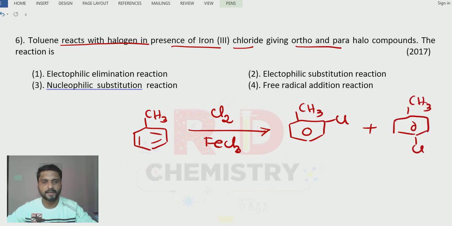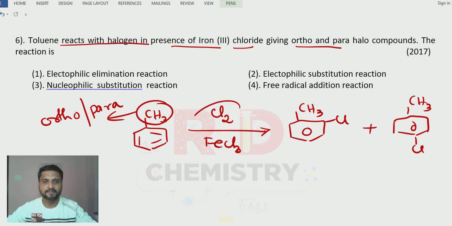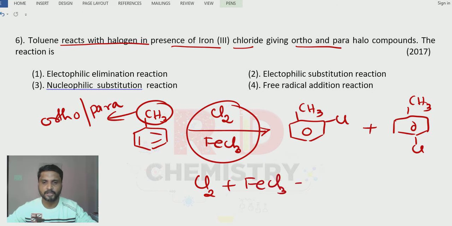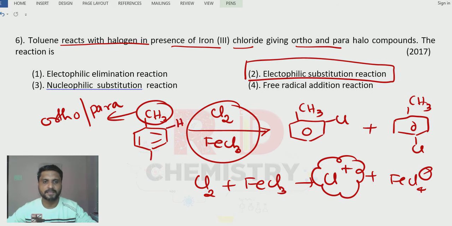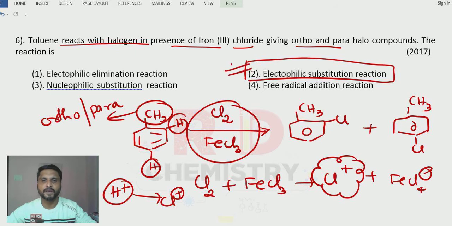Remember, CH3 attached to benzene is an ortho-para directing group. It is an ortho-para directing electron donating group, and in this case the electrophile generated is Cl plus. It will give Cl plus and FeCl4 minus. So the electrophile is added. Therefore it is called the electrophilic substitution reaction, because we are removing the ortho hydrogen atom and the para hydrogen in the form of H plus. So H plus is replaced by the Cl plus. Therefore it is called the electrophilic substitution reaction.